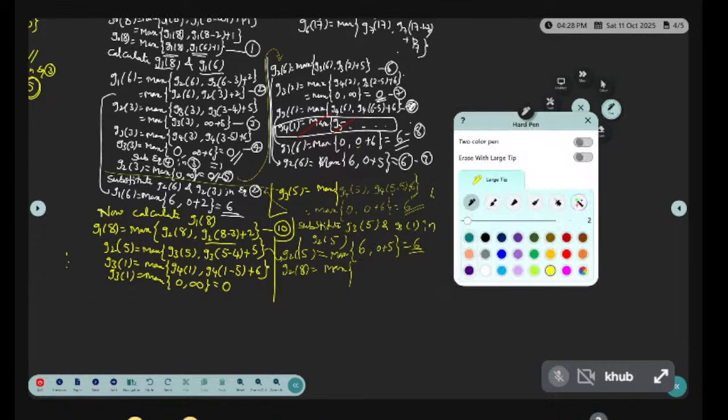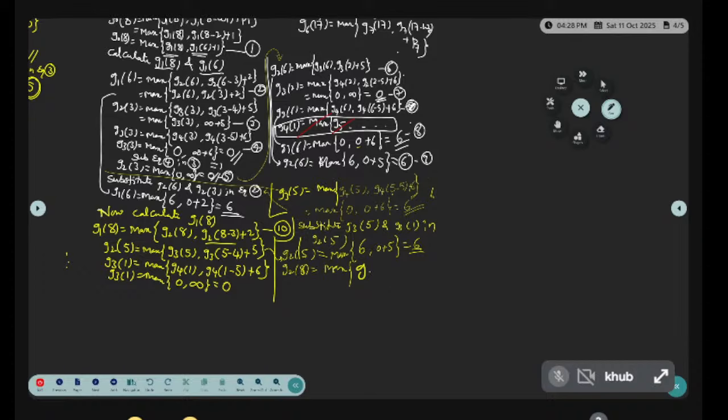G2 of 8 is... shall I continue? G2 of 8 చేయండి. G3 of 8 comma G3 of 8 minus W3 plus P3. ఇది 4. సో G3 of 4 కావాలి ఇక్కడ.